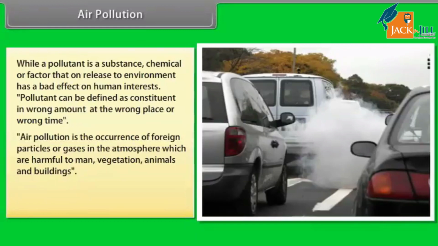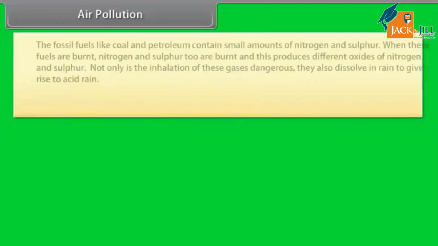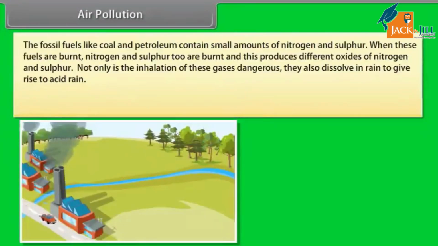The air pollution is caused mainly due to combustion of fossil fuels. The fossil fuels like coal and petroleum contain small amounts of nitrogen and sulfur. When these fuels are burnt, nitrogen and sulfur too are burnt, and this produces different oxides of nitrogen and sulfur. Not only is the inhalation of these gases dangerous, they also dissolve in rain to give rise to acid rain.